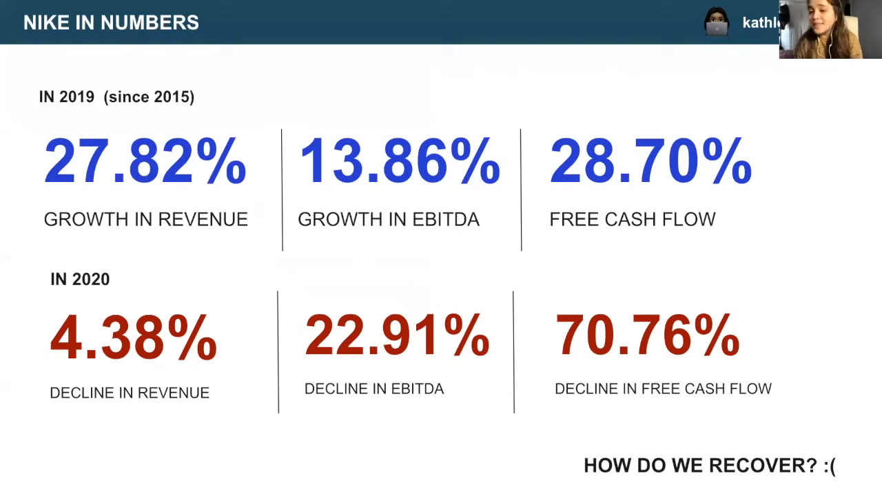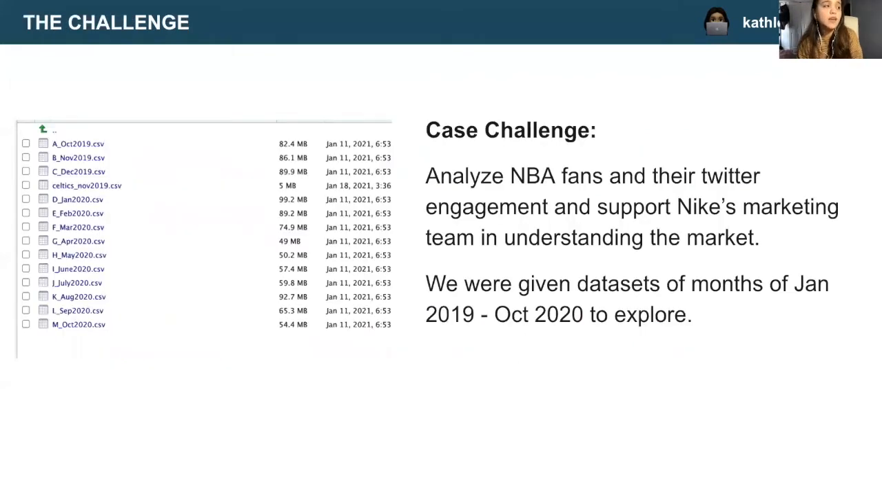Here's a quick view of Nike's financial performance over the past 6 years. Since 2015, Nike's revenue, EBITDA, and free cash flow had been constantly increasing. But in 2020, it dramatically declined in revenue, EBITDA, and free cash flow. So how do we recover from this? The challenge is to analyze NBA fans and their Twitter engagement and support Nike's marketing team in understanding the market.